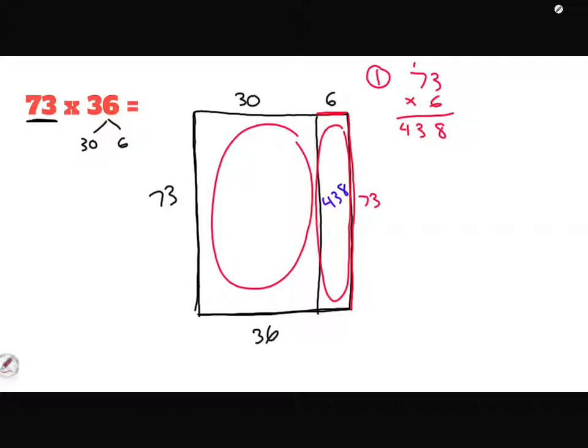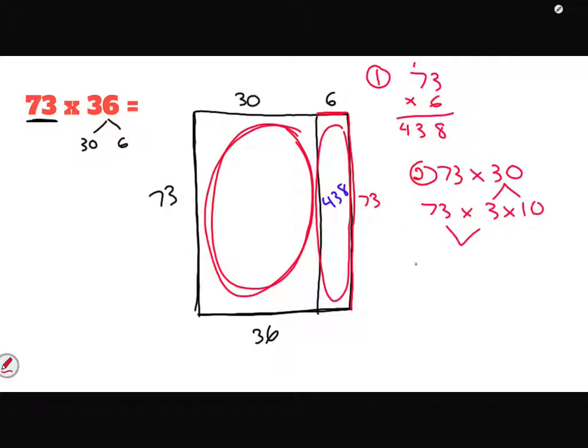My next step is going to be to solve this area model. And again, I'm doing 73 times 30. And I need to chunk this and make it into an easier problem. So I'm going to make this 30 into 3 times 10. So I'm first going to do 73 times 3. 3 times 3 is 9. 3 times 7 is 21. And then I have to do that times 10, which gets me 2,190.